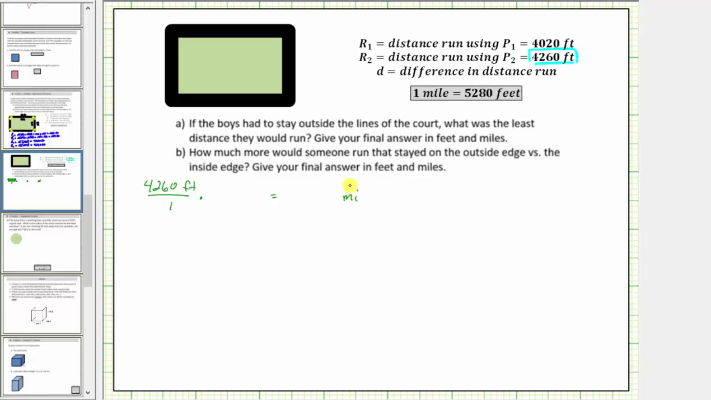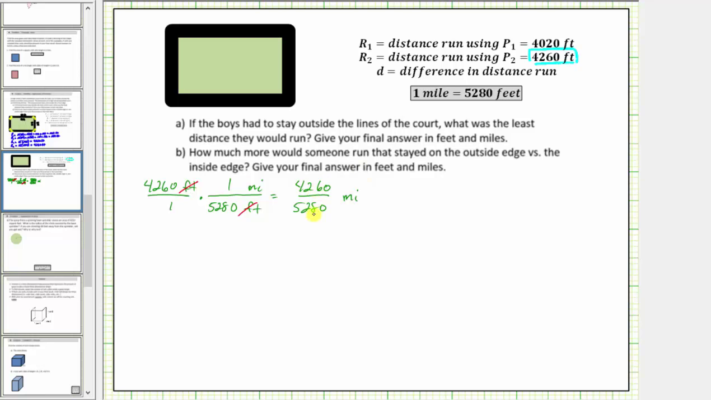To do this, we'll use the conversion 1 mile equals 5,280 feet. Because we want feet to simplify out, we want a unit fraction where the units of feet are in the denominator, and we'll have miles in the numerator. And the conversion is 1 mile is equal to 5,280 feet. Notice this fraction is equal to 1, and in this form, the units of feet simplify out. So multiplying, we have 4,260 divided by 5,280, and now the units are miles.